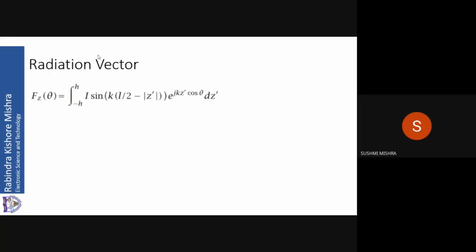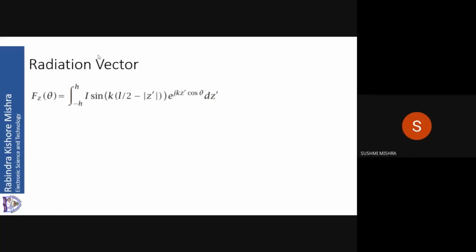So Fz theta is I e to the power jk z dash cos theta dz dash. For I we can write the current distribution, or I or J is the current distribution. For current distribution we are writing I sin k whole into L by 2 minus z dash absolute. That is for current distribution. Rest of the thing remains as it is. Exponent term dz dash.